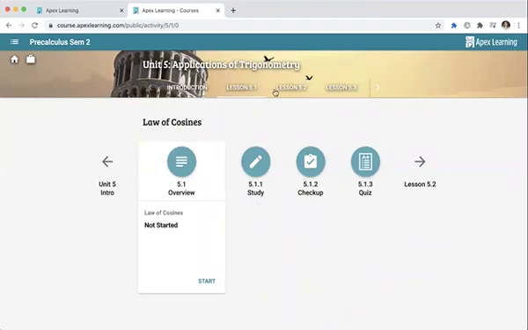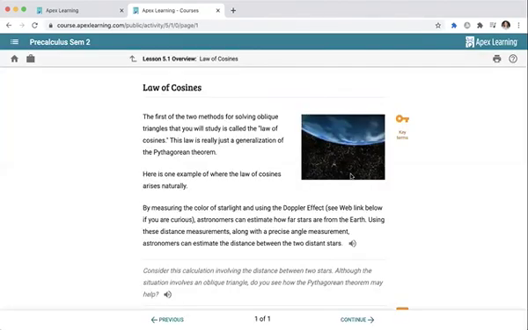What we're going to cover today is the law of cosine and the law of sine. Of course, our two best friends, cosine and sine. Looking at our overview here, the first of two methods for solving oblique triangles is called the law of cosine. When we're dealing with cosine, it's really just a generalization of our Pythagorean theorem, a squared plus b squared equals c squared.